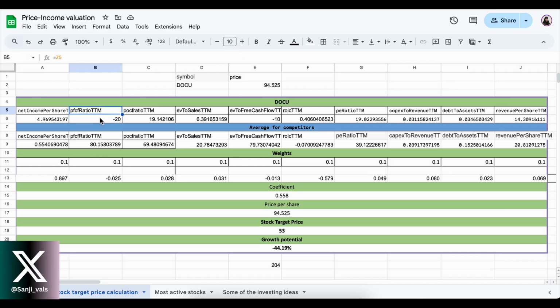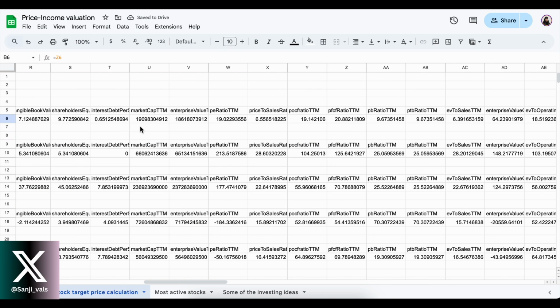I'm so sorry. Z5, Z6. So I just make this 6. Yes, it is extracting this ratio exactly from here.